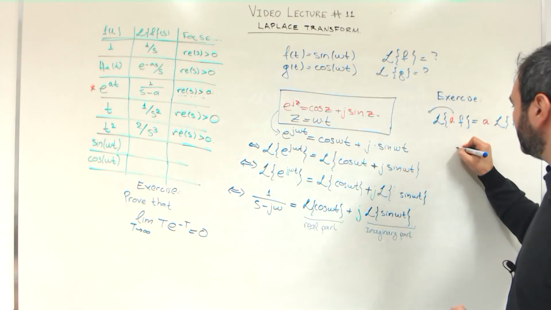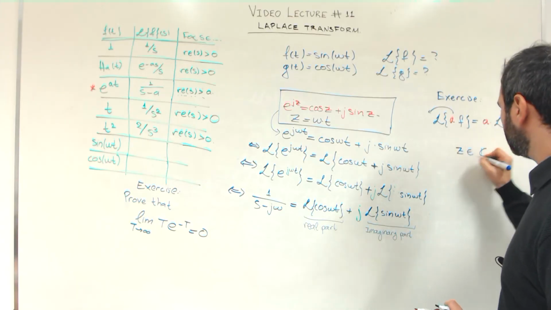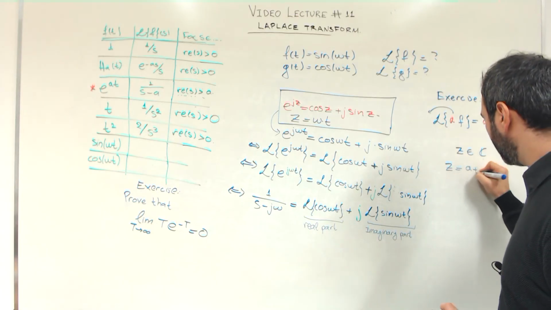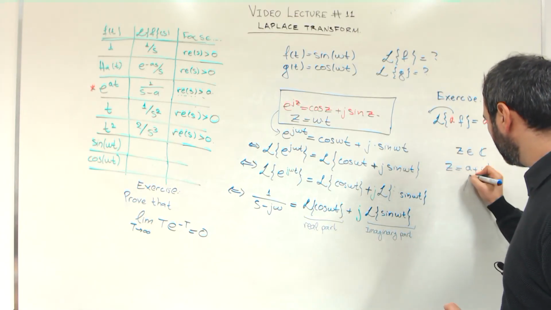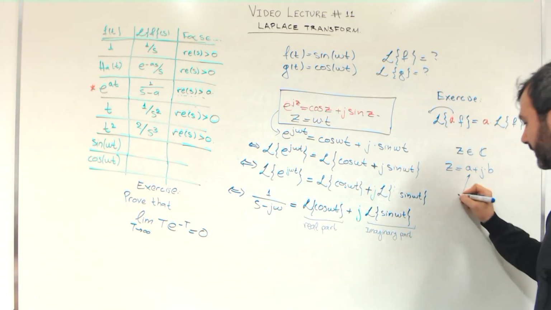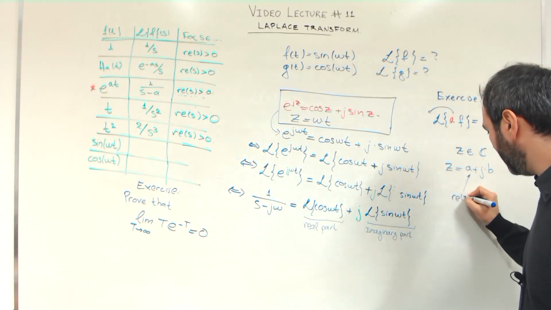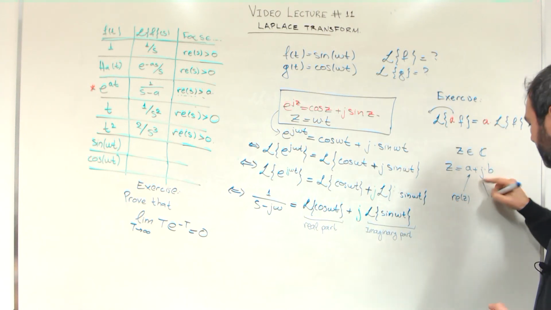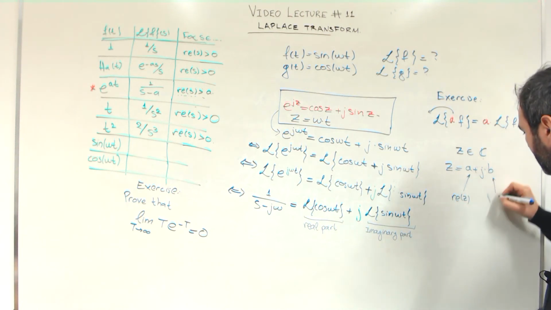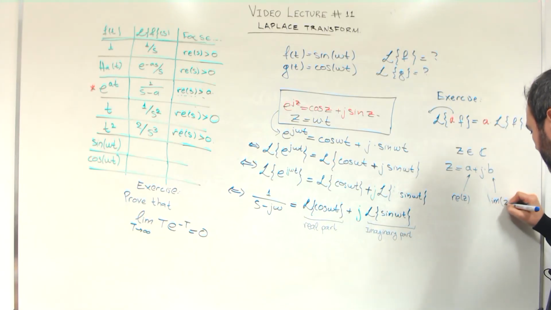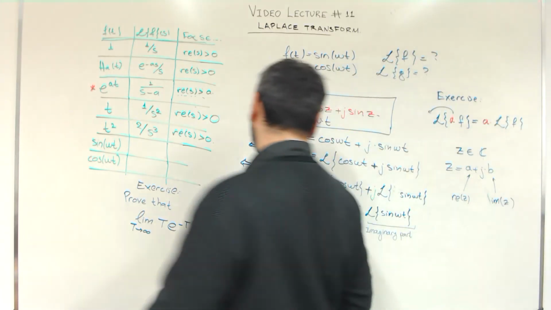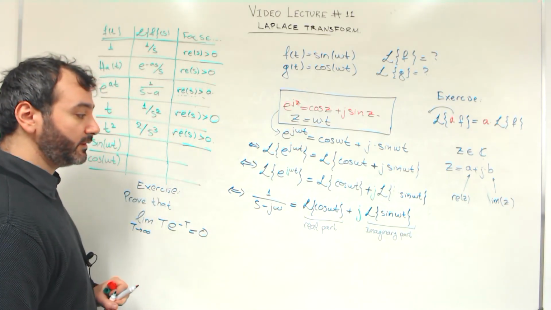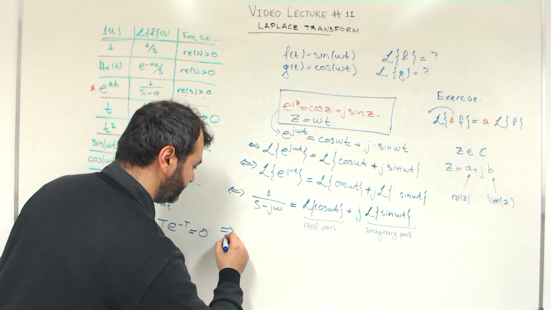When you have a complex number z, you can write it like that: z equals a plus j times b. a is called the real part, denoted Re of z, and b is the imaginary part, Im of z. What is now the real and the imaginary part of the number on the left-hand side?